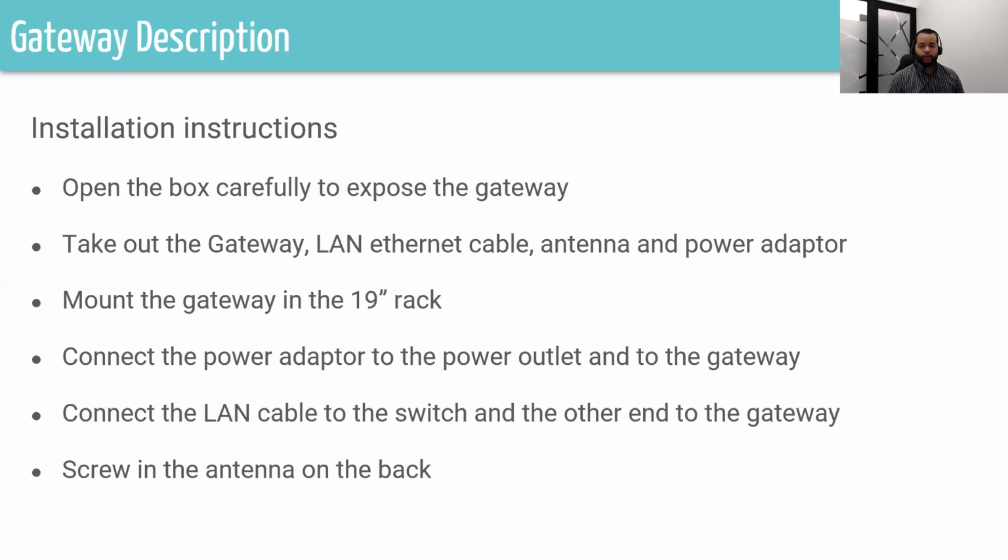Open the box carefully to expose the gateway. Take out the gateway, the LAN Ethernet cable, antenna and power adapter. Mount the gateway in the 19-inch rack. Connect the power adapter to the power outlet and to the gateway. Connect the LAN cable to the switch and the other end to the gateway. Make sure this cable is properly tested. Screw in the antenna on the back, and you're done.